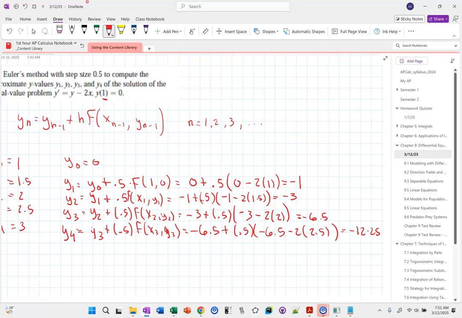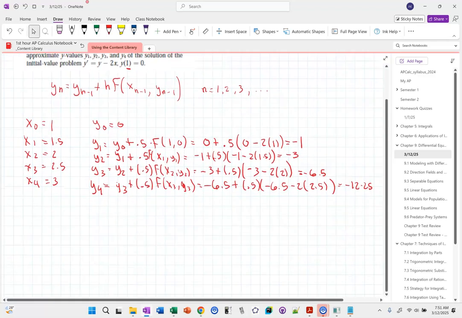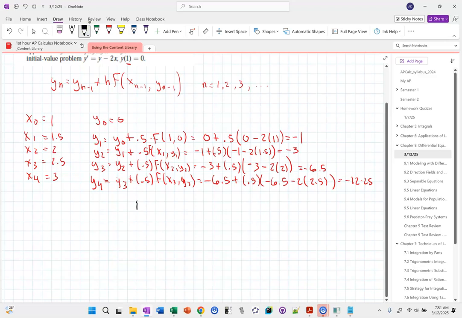Does that feel okay? So again, it's like a recursive formula where you're using your previous answer as the input to the next step. And if we wanted to, we could plot this out to get an idea of what this curve would look like. Let's say each tick mark is like a half.